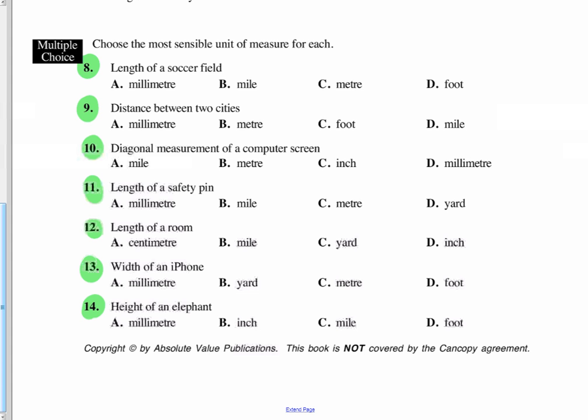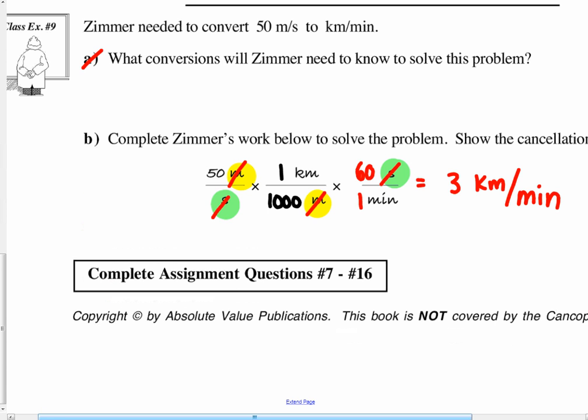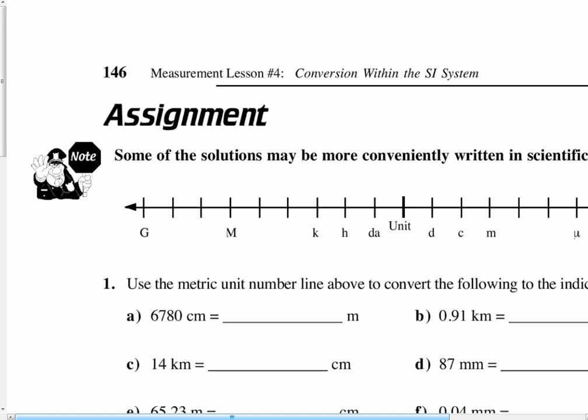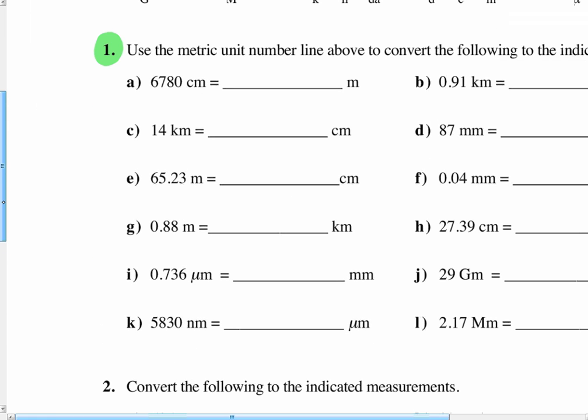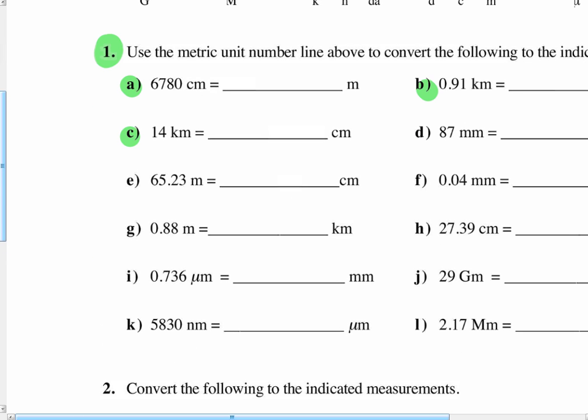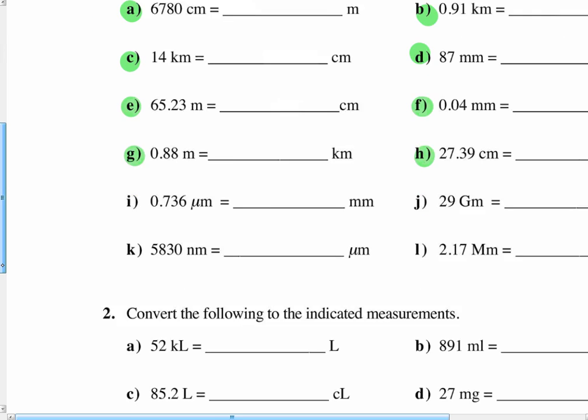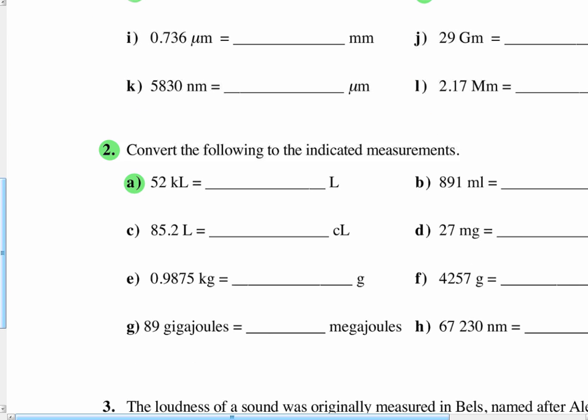And then last, turn to page 146. So 1A to H: A, B, C, D, E, F, G, H. You can cancel off the other 4. And then 2A to F. There are some additional ones you can do if you want to try. That would be 118.11E and numeric response 14.